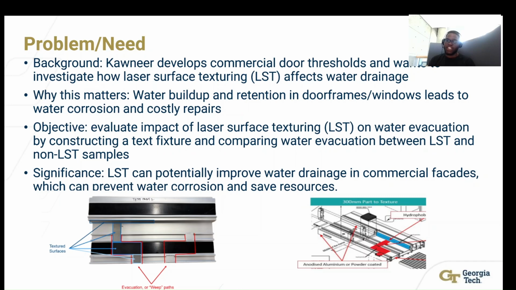Obviously, water evacuation is very important because water retention inside of these commercial facades can lead to a variety of issues, including water corrosion and water damage, and this ultimately leads to costly repairs. So our objective as a team is to evaluate the impact of LST on water evacuation, and we'll do this by constructing a test fixture and comparing water evacuation between both the LST treated samples and the non-LST treated samples.